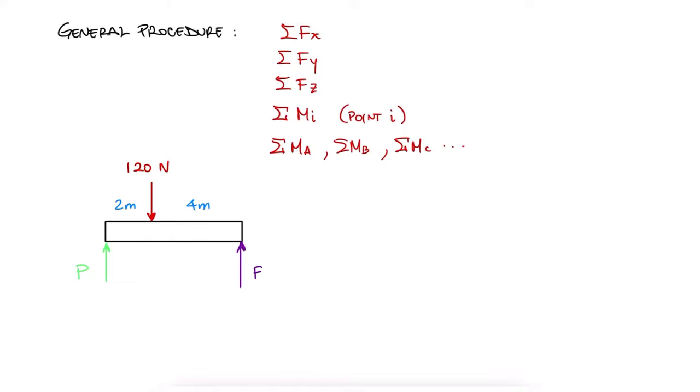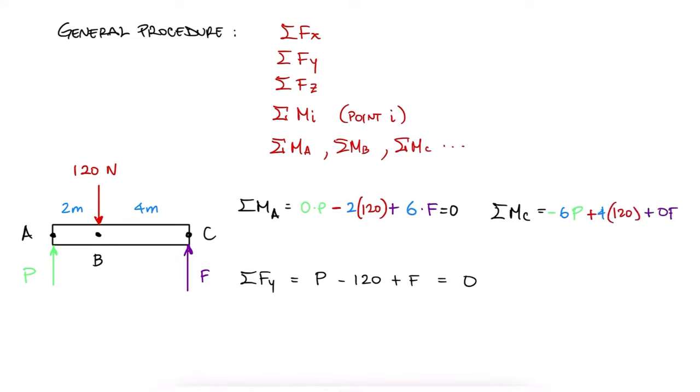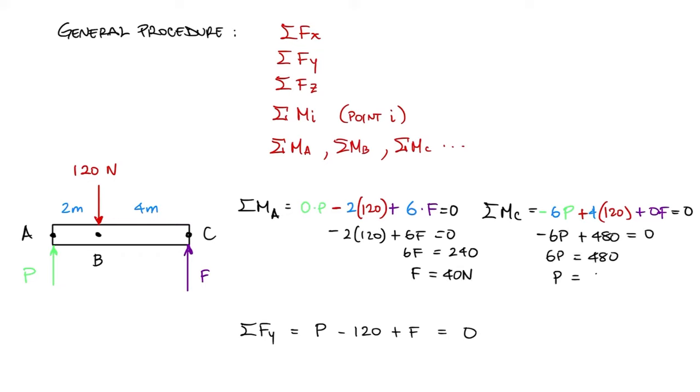For example, starting with a sum of forces in the y direction would not allow us to solve for one of the two unknown variables. However, if we start with a sum of moments and choose a point that is located on the line of action of one of the unknown vectors, we are effectively getting rid of one of the variables: P for the sum of moments about A, since the perpendicular distance from A to the line of action of P is 0, and F for the sum of moments about C, since the perpendicular distance from C to the line of action of F is 0. With the resulting equations, we can solve individually for the variables we need.